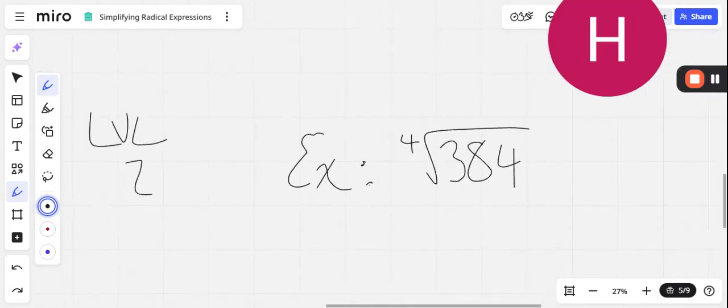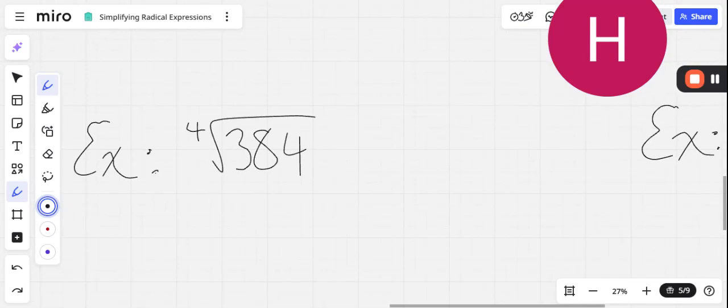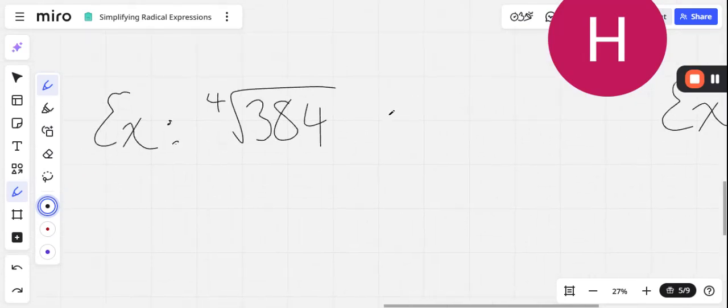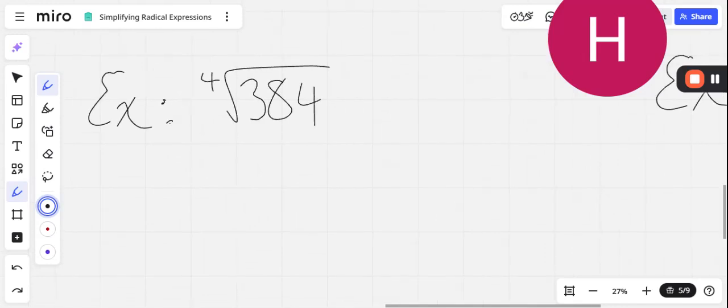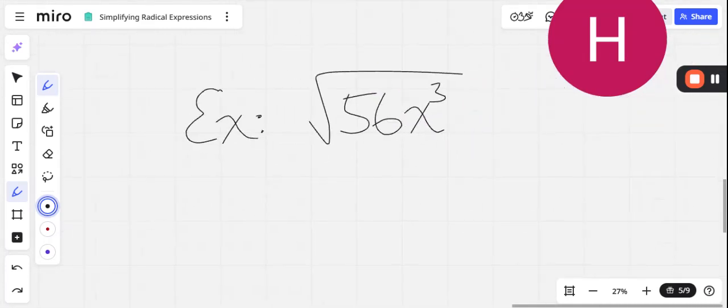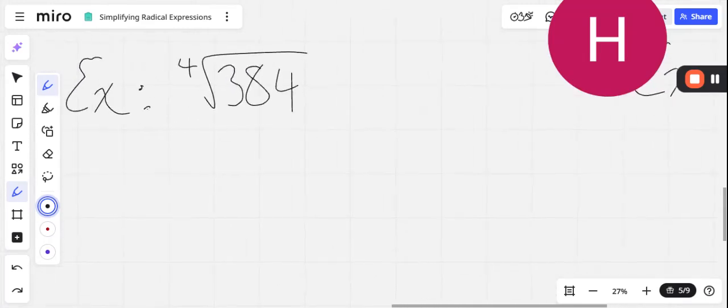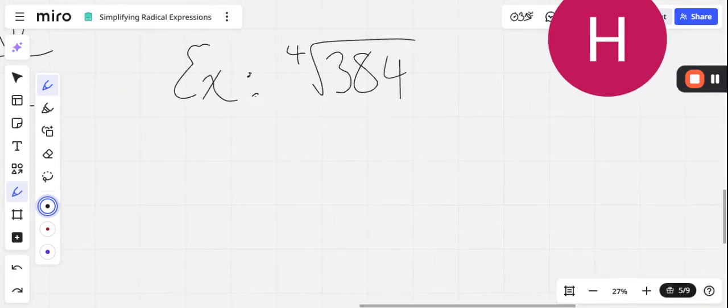All right, time to go to level 2. Stepping it up quite a bit. So we have the 4th root of 384. Go ahead and give yourself a shot at that if you'd like. Give yourself an attempt. You can pause the video and try that out. Here's another one as well. Square root of 56x cubed. Give that a try.